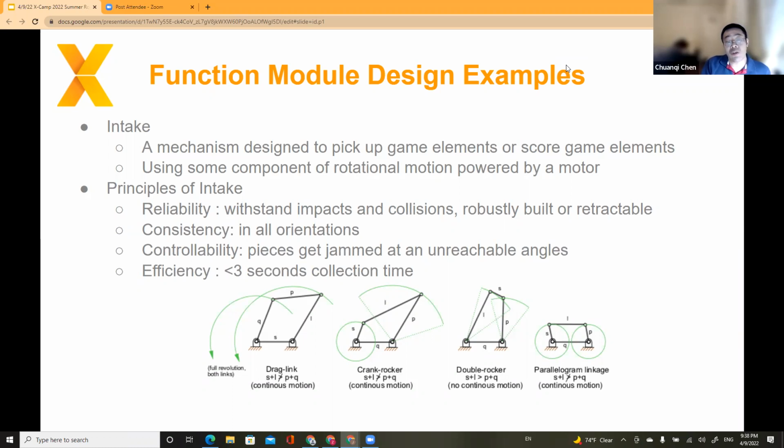Another one is controllability. That means even when you're in a situation where some of the part pieces get jammed, you can somehow figure out a way to recover from that. You can maximize your controllability and reduce the failure modes.